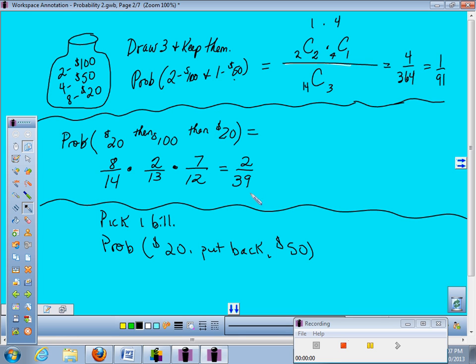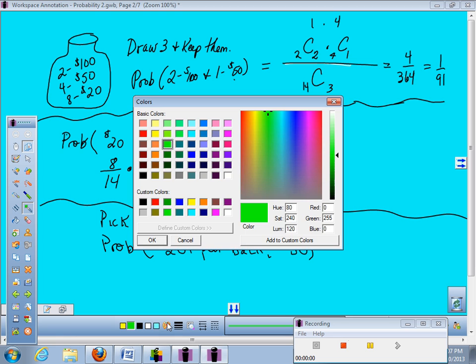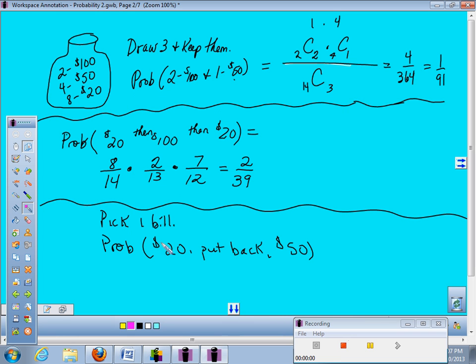Okay. This is, however, a problem I frequently see done wrong. And this is what happens. I see people go, oh, I need a 20. So they look up there and go, oh, there's 8 20s, and they do this. My chances would be 1 out of 8. Because I want one of the 8 20s. And then they go, oh, I want one of the 100s, so it's 1 out of 2. And then I want another 20, so they do 1 out of 7.